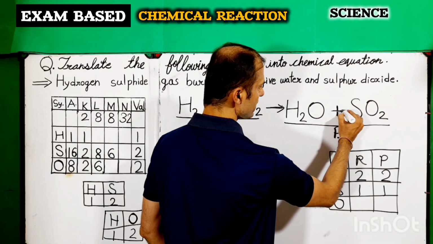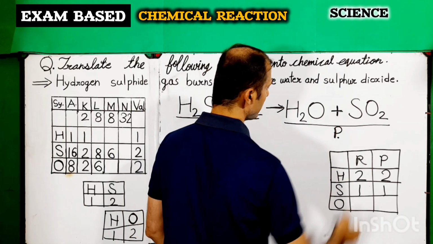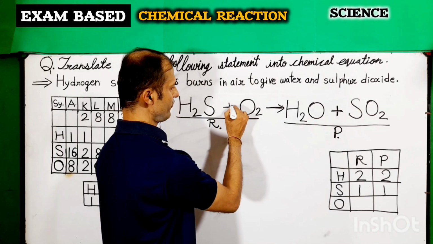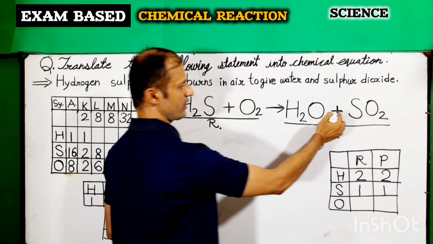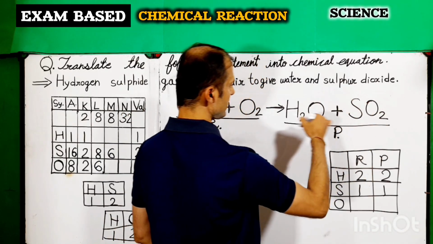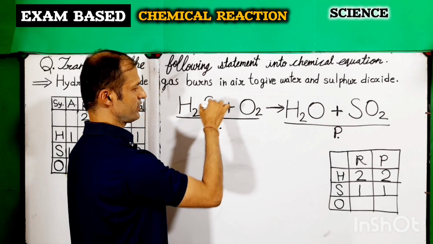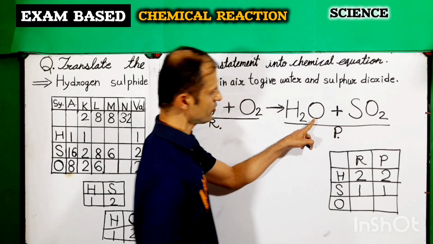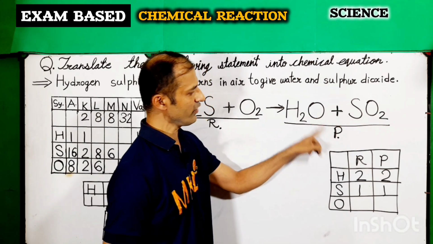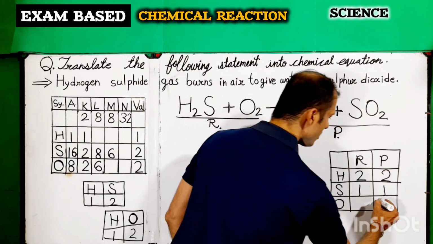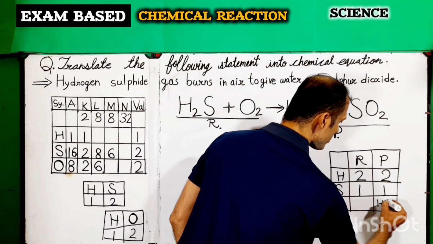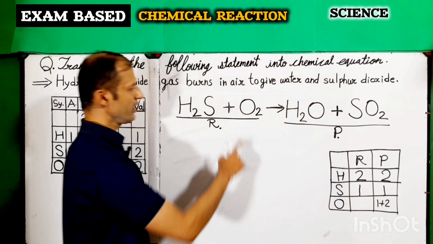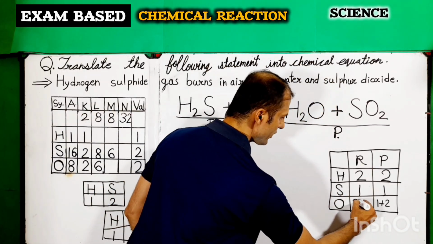And students, please consider that this is the plus sign. We have to carefully observe the plus sign, because it separates this term and this term. Okay, students. So here oxygen is 2 and here oxygen is only 1. So 2 and 1 in the product, it will become 3. So here I write 1 plus 2 is equal to 3. Here oxygen is 2, so here I write 2.